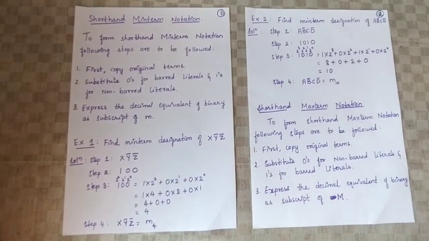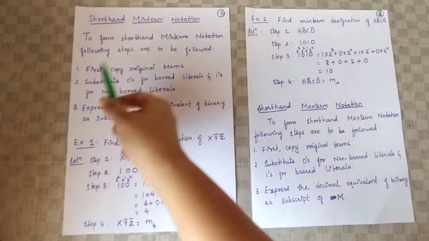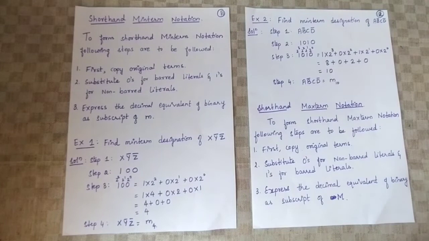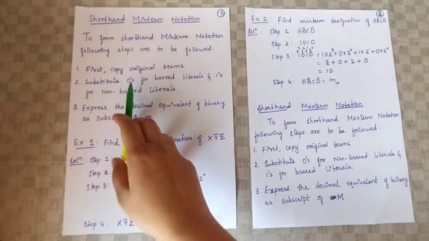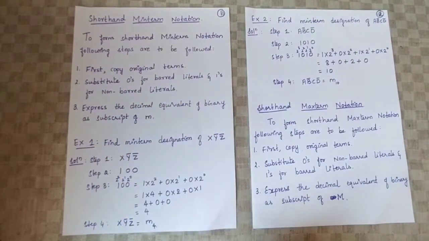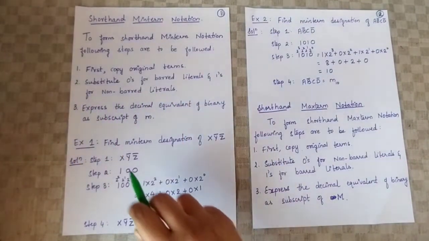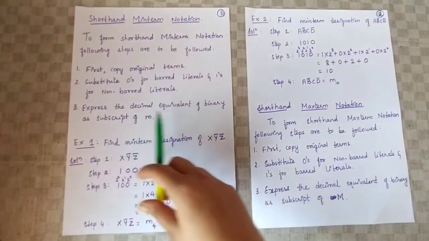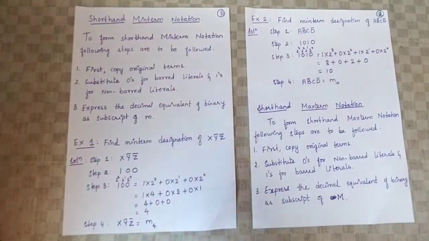So here are the steps. To form shorthand min-term notation, the following steps are to be followed. First, copy the original term. Next, substitute zeros for barred literals, that is the complemented form, and ones for non-barred literals, that is the original form. Then express the decimal equivalent of the binary as subscript of m. This is for min-term designations. Okay, so now let us take an example and check how exactly we are going to get it.